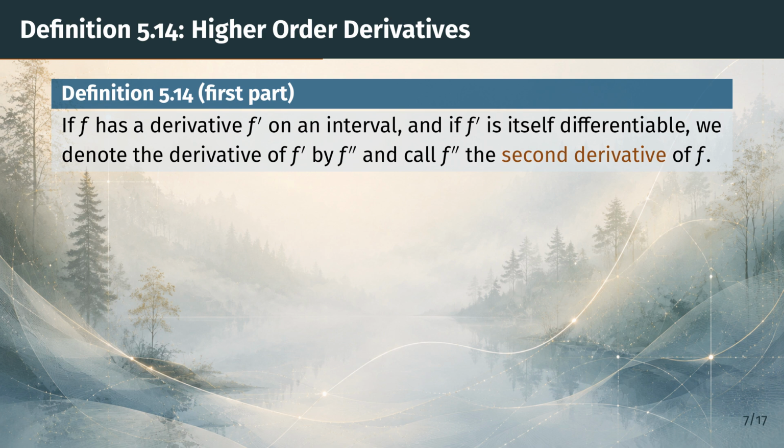Notice the two separate requirements packed into this sentence. f prime must exist on an interval so that it makes sense to differentiate it, and then f prime must actually be differentiable. We will return to this fine print shortly. Now, let's continue the process.